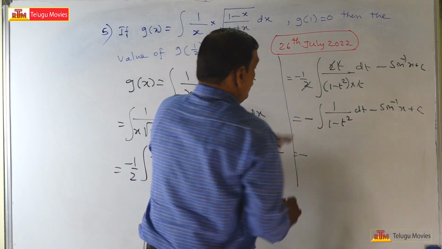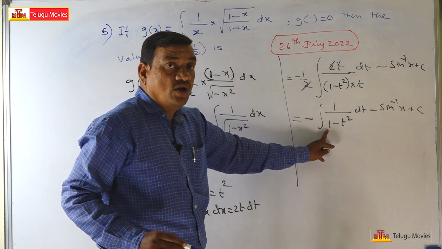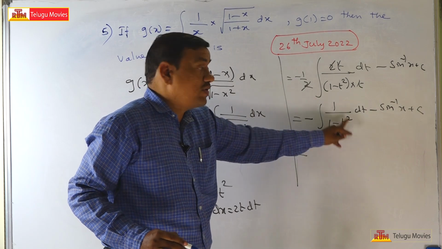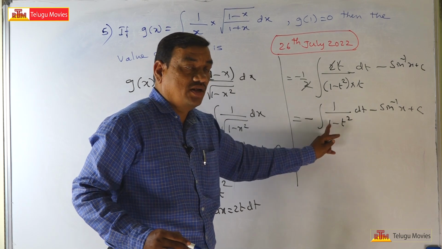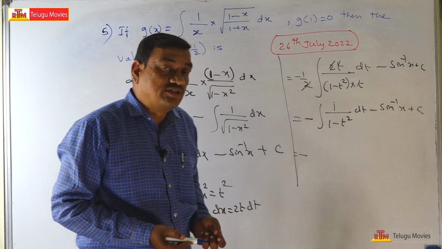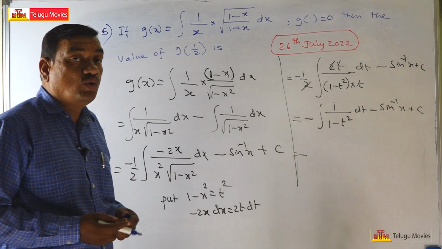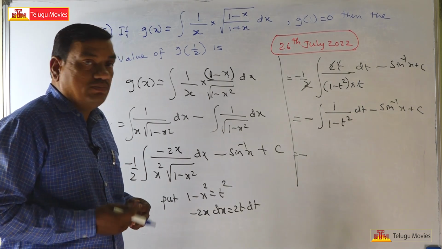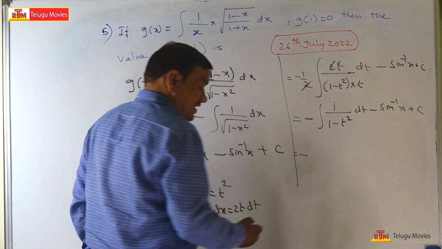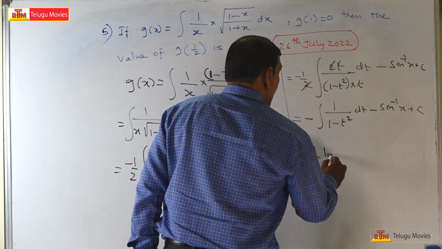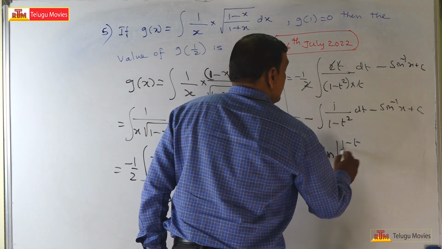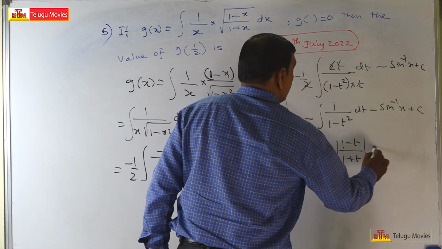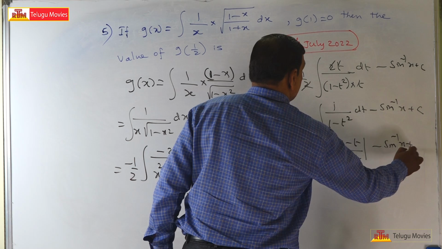So this is equal to integral of 1 by 1 square minus x square, integral of 1 by a square minus x square. The formula is 1 by 2a into log of a minus x by a plus x. So this you will get 1 by 2 log of, that means ln of, this is a, 1 minus t by 1 plus t minus sine inverse of x plus c.